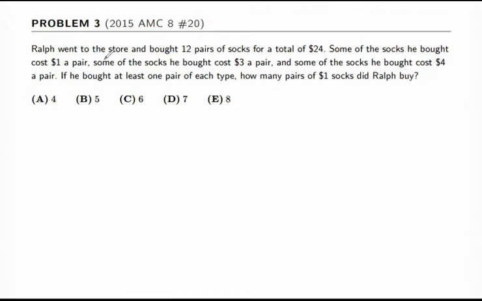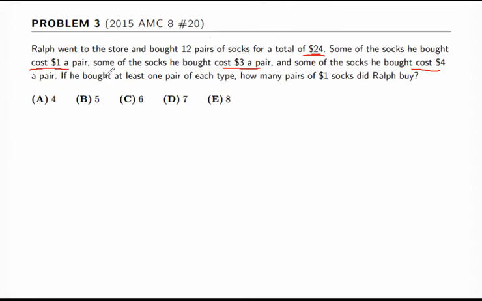Ralph went to a store and bought 12 pairs of socks that cost $24, okay? Which looks cheap. Some of them cost $1, some of them cost $3, and some of them cost $4. Awesome, that is correct as well. We don't really know how many of each type, right? So let's call these A, B, C.